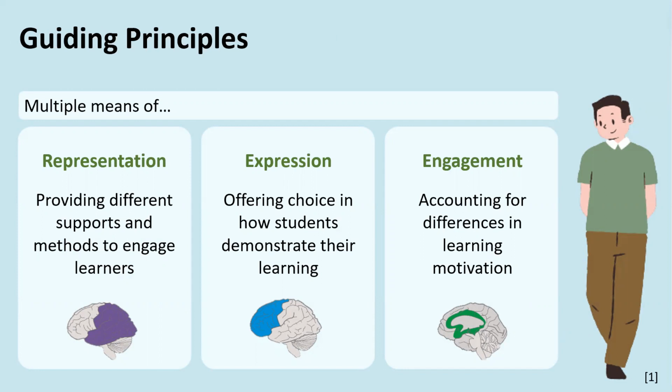The third principle of universal design for learning is multiple means of engagement. This emphasizes that students have differing motivations and may not engage with the learning material in the same way. Accounting for differences in learning motivation helps to facilitate persistence and interest in learning.